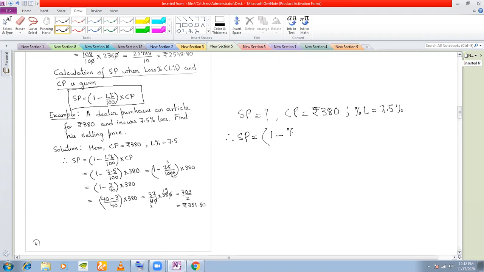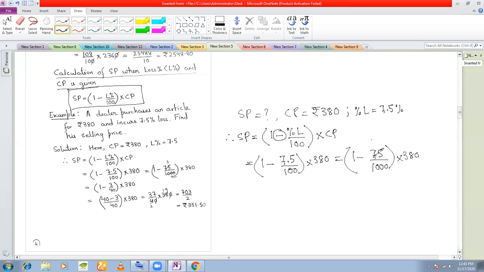So therefore, in this case, in order to calculate the selling price when cost price is given, you decrease the cost price by the percentage loss. So you have a minus sign here, into cost price. Now you simply put the values, 7.5 by 100 into 380. You get 1 minus 75 by 1000 into 380. Now you can cancel this, 25, 25 3, 25 4, and this becomes 1 minus 3 by 40 into 380.